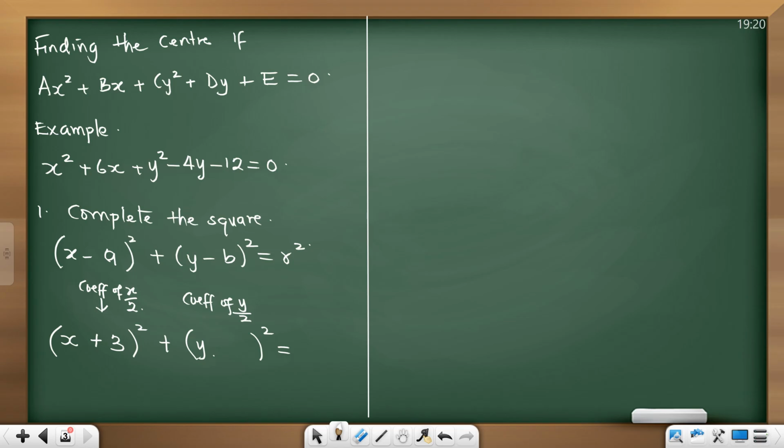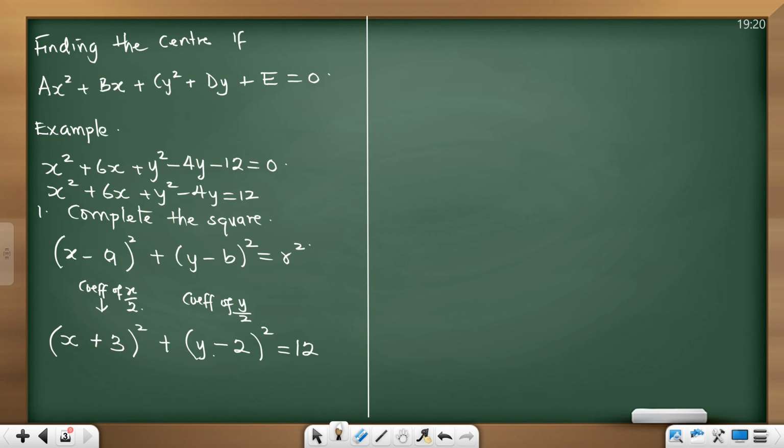Yeah, just divide by 2. What about that one? Negative 4 divided by 2? Negative 2. Now that negative 12, let's take it to the right hand side. Okay, so it's x squared plus 6x plus y squared minus 4y equals positive 12.